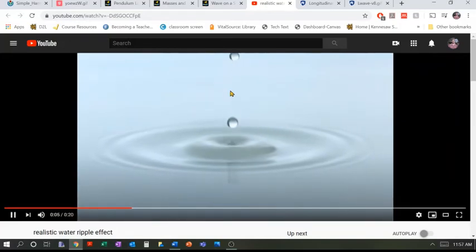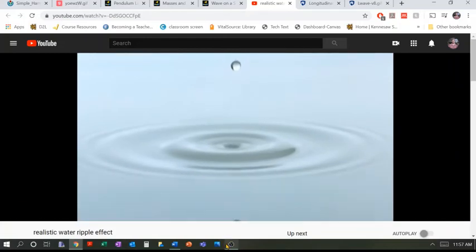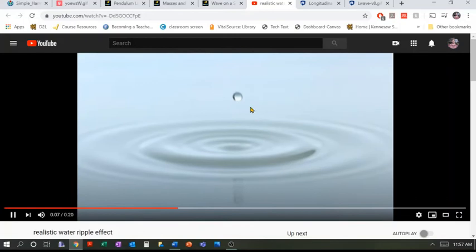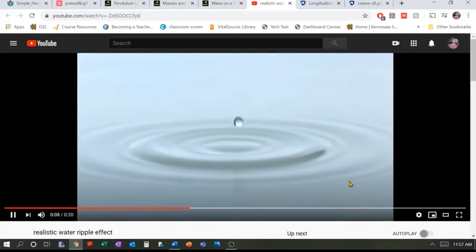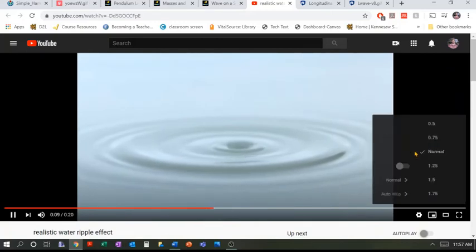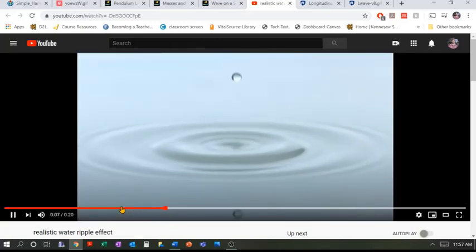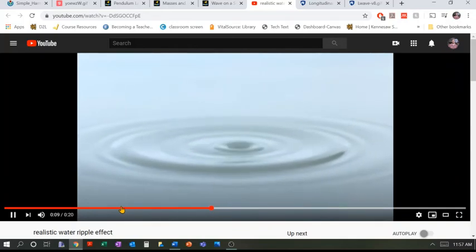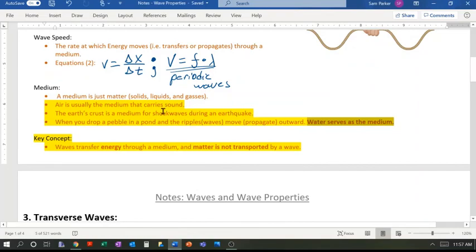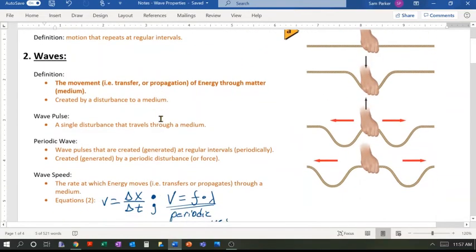Oh, look, we turned into 3 droplets. So we'll get 3 more ripples, 3 more waves sent out. So water is serving as the medium for these waves that go outward. Water is the medium for that one. Okay? That is your introduction to periodic motion and waves.